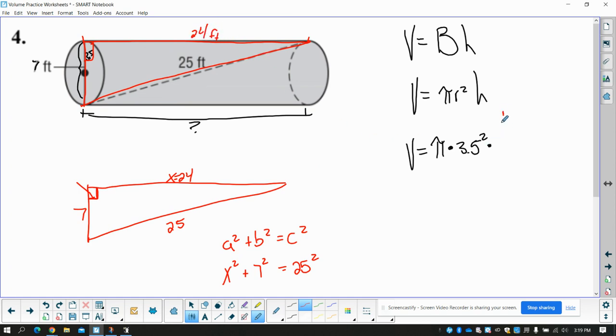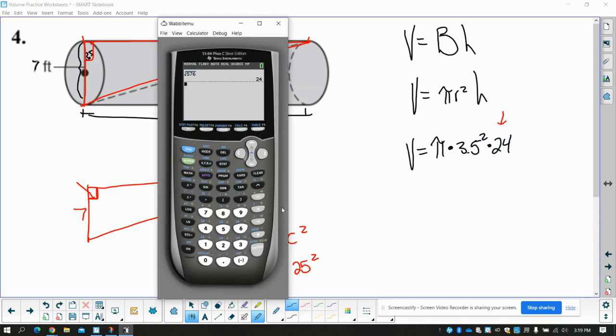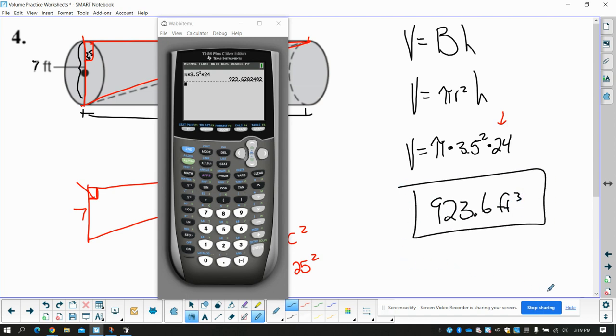So now we can plug that in right over here. Let me switch back to my black ink, 24. So now we can do pi times the radius squared times the height. So I'll grab my handy dandy calculator again. So pi, second in this key to get my pi, times 3.5 squared, and then times 24. And I get 923.62, so 923.6. It was in feet, so it'd be feet cubed. And that is the answer to problem number 4.